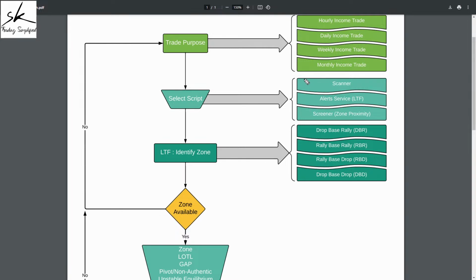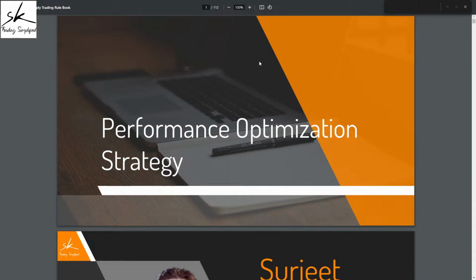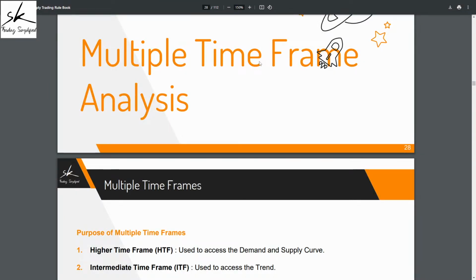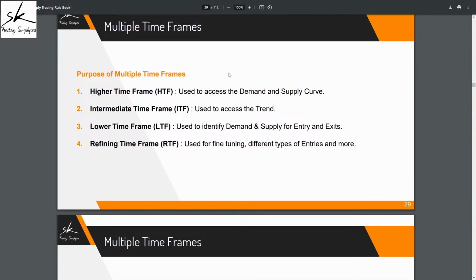Now, step one was I need to define my trade purpose, and let's assume I opted I want to plan monthly income trades. Now, once I have selected my purpose of trade, what is going to happen? From the rule book, I'll get to know what time frames I should be using. So if you go to page number 28 on the rule book, we start with the topic, which is multiple time frame analysis. Because the demand supply methodology is not based on a single time frame, it is based on multiple time frame analysis. So what are the multiple time frames we use?